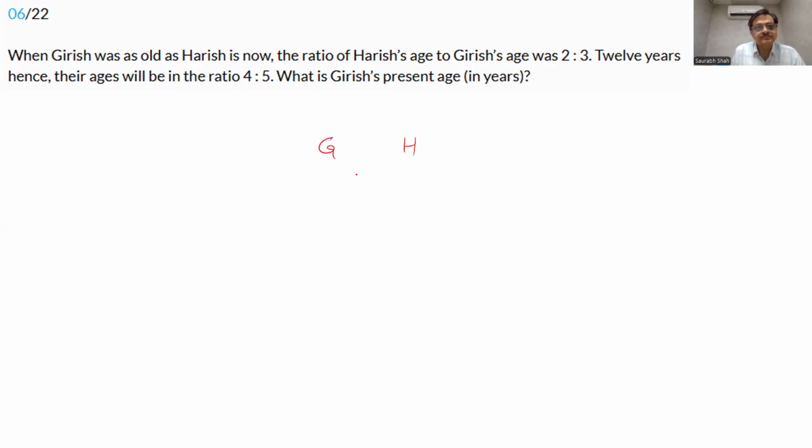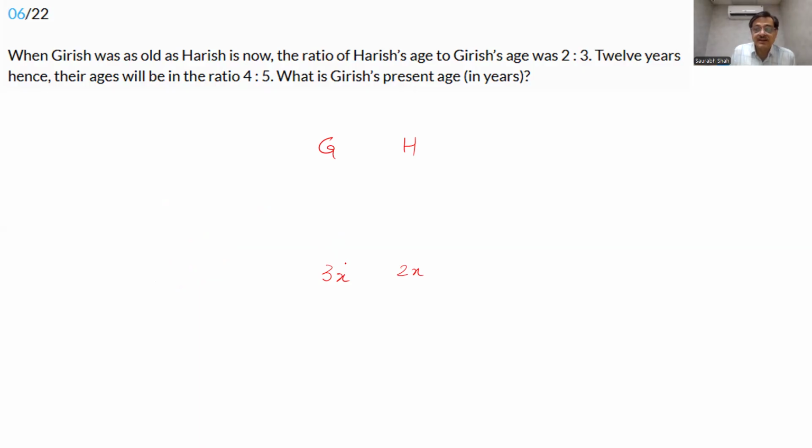Girish, Harish. When Girish was as old as Harish is now, that means in the past, that means Girish is older. The ratio of Harish's age to Girish's age is 2:3. They have played a trick. They have not given Girish to Harish, they have given Harish to Girish. So in the past, at that time, the ratio of the ages of Girish and Harish was 3:2. So let's take it as 3x, 2x.